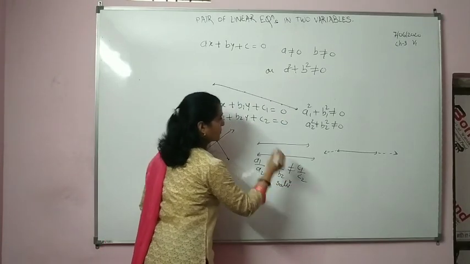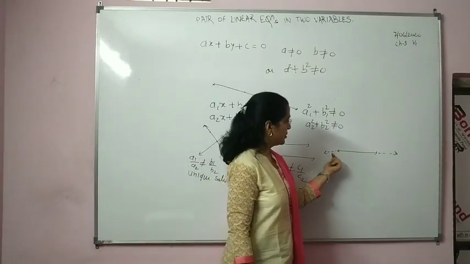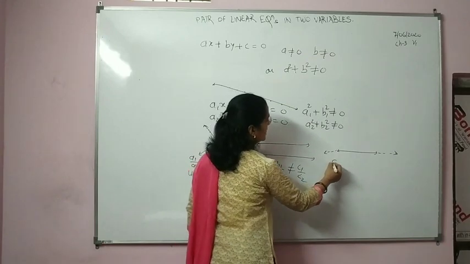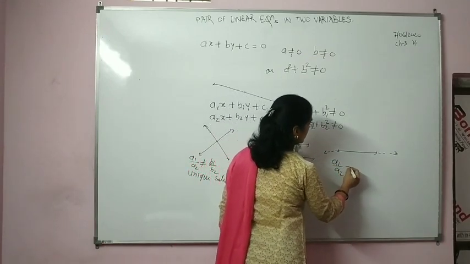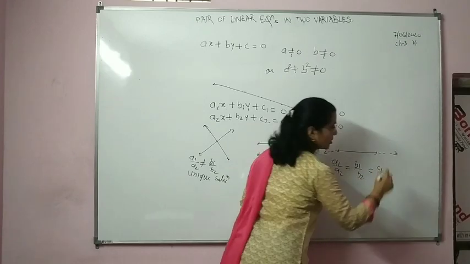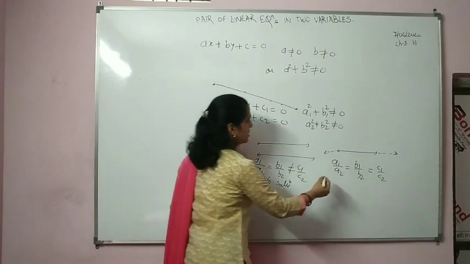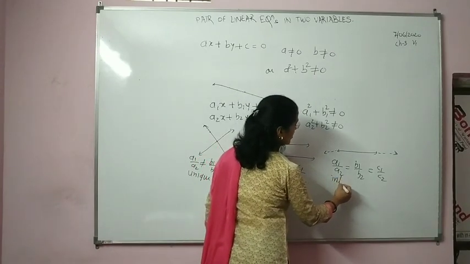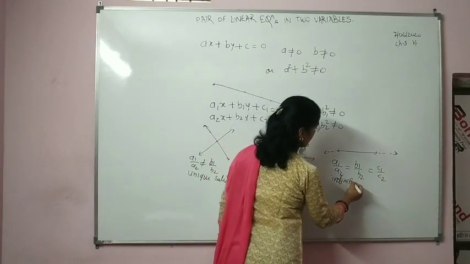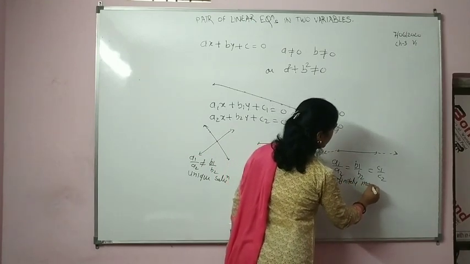Now the third condition: both the lines are coincident lines. What is the condition for that? a1 upon a2 equals b1 upon b2 equals c1 upon c2. It means all three ratios are equal, and if all three ratios are equal, then the system has infinitely many solutions.